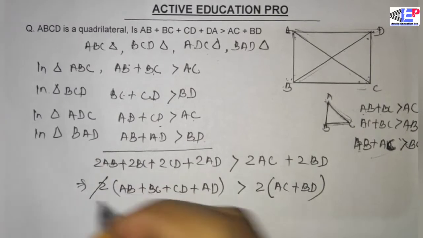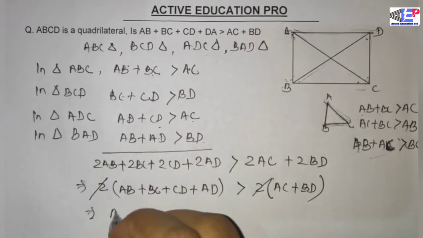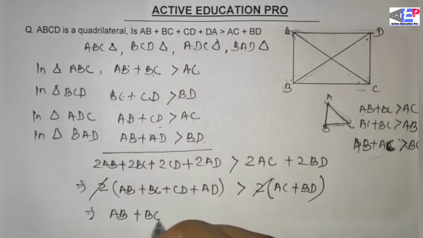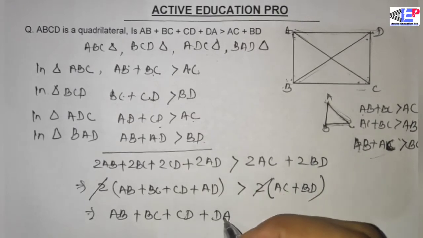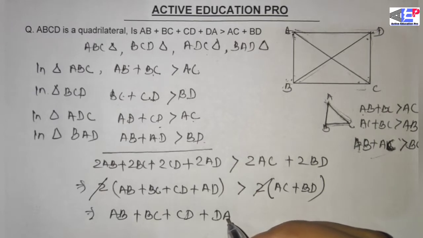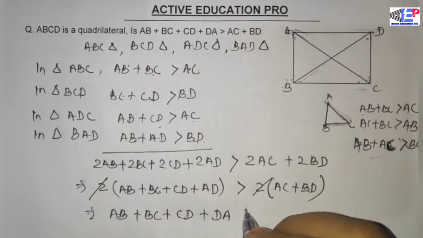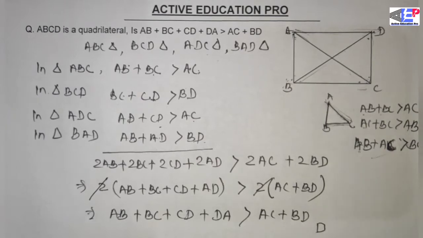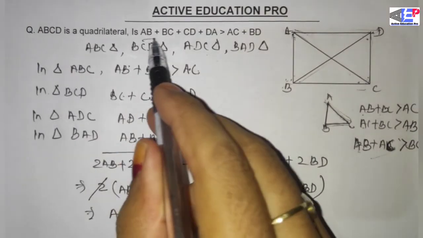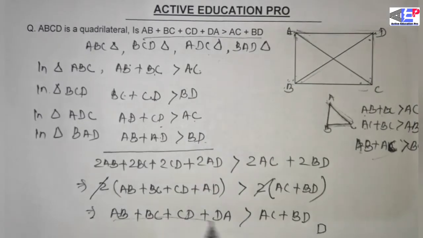Now cancel these 2 from both sides. Now you will get AB plus BC plus CD plus DA. You can write AD as DA because you can read this length name from left to right or right to left. It all depends upon you. So AD is equal to DA greater than AC plus BD. Hence proved. Look here, this is equal to this one. AB plus BC plus CD plus DA greater than AC plus BD.